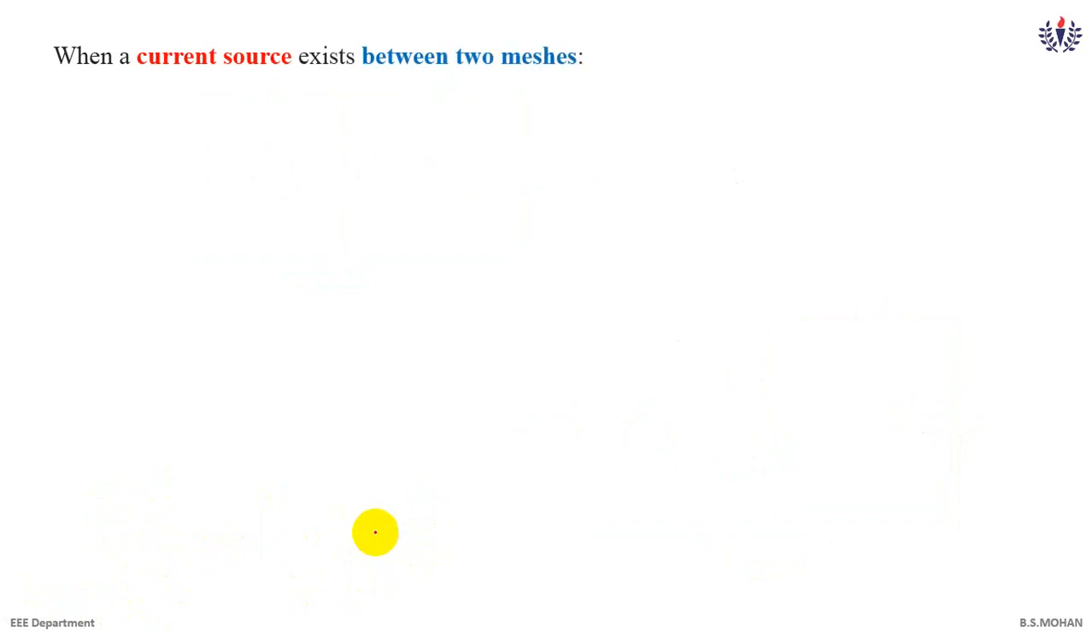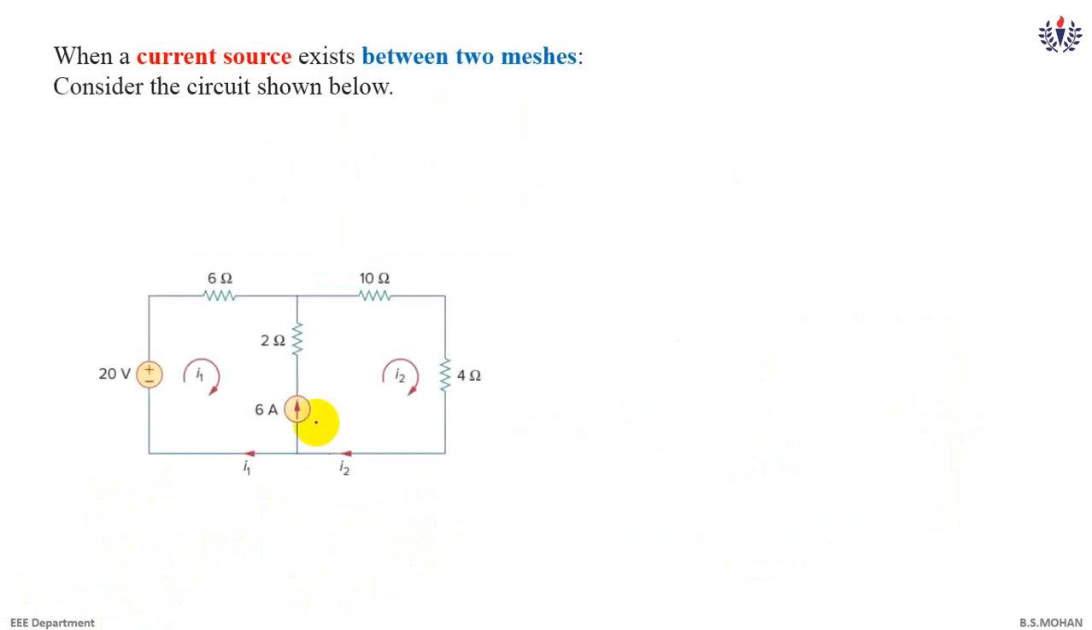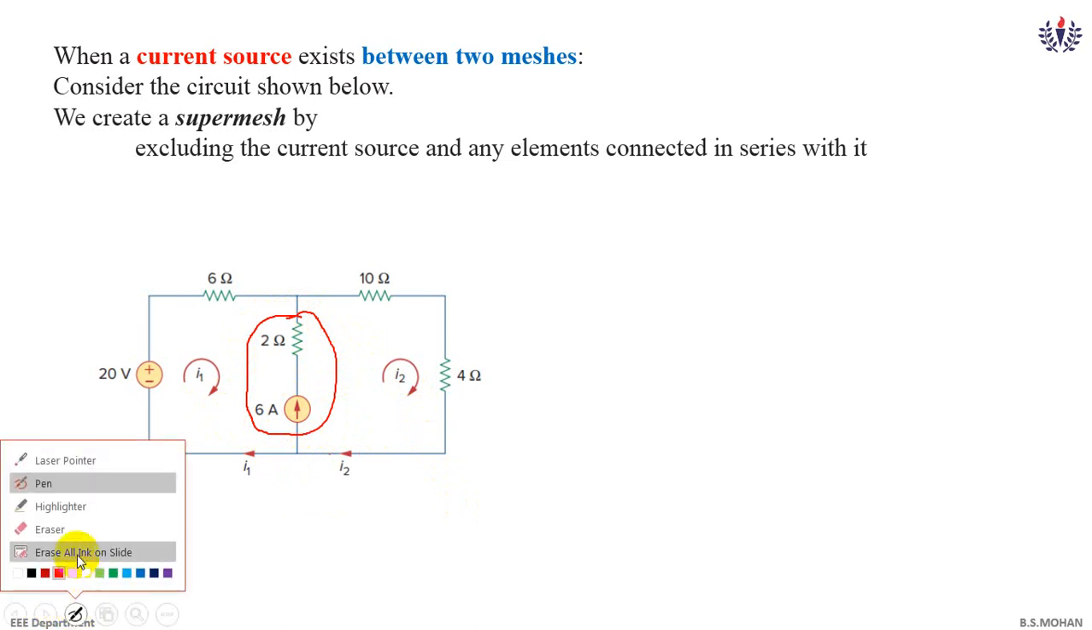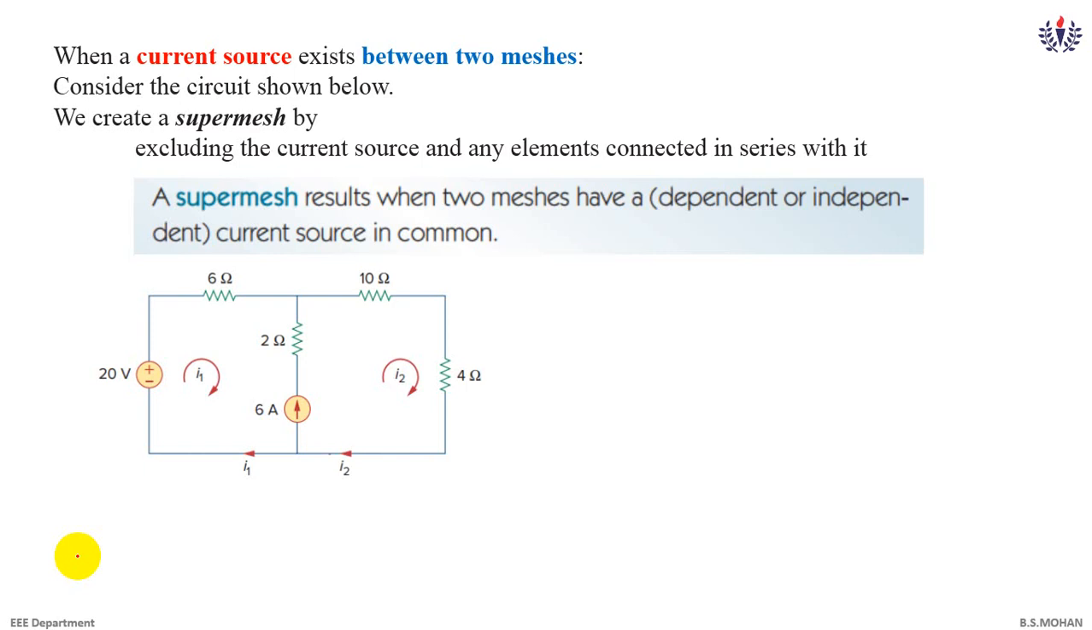Now, when a current source exists between two meshes, as shown earlier, we have a current source of 6 amperes between two meshes I1 and I2, right? We create a supermesh by excluding the current source and the element in series with it. A supermesh results when two meshes have a dependent or independent current source in common. As you can see, we have 6 amperes, which is an independent current source common for I1 and I2. Thus we have to solve this sum by supermesh, right?